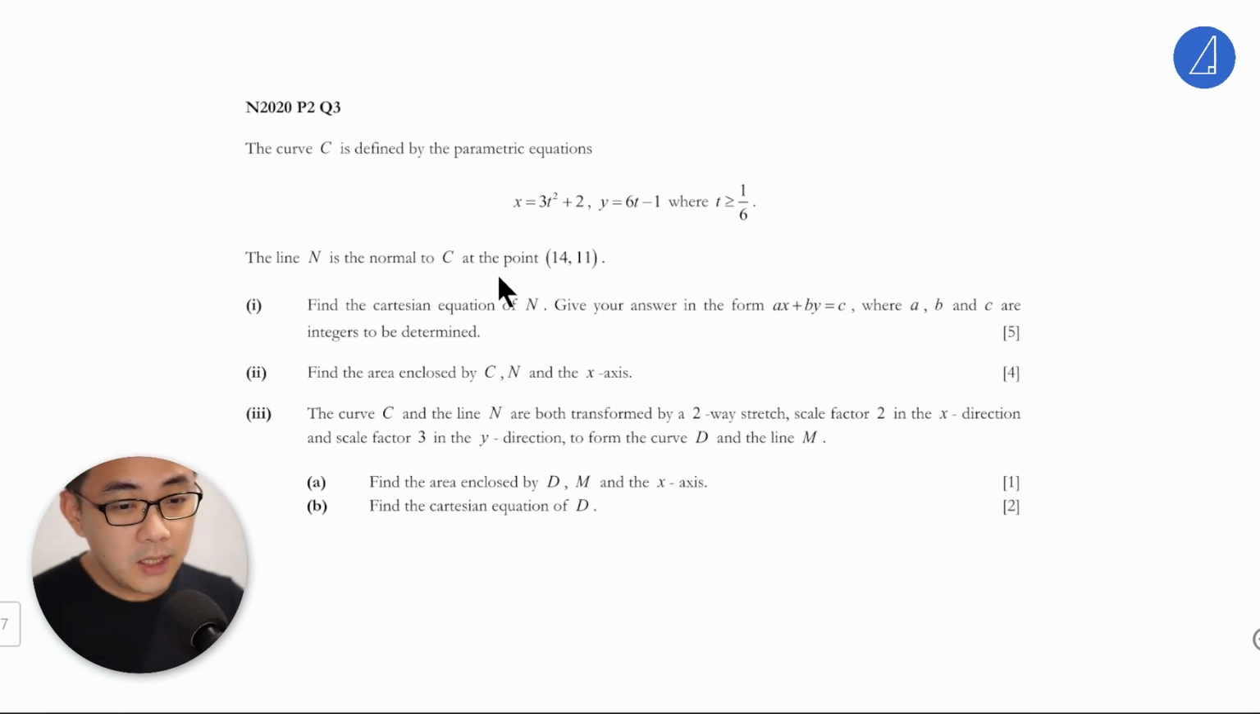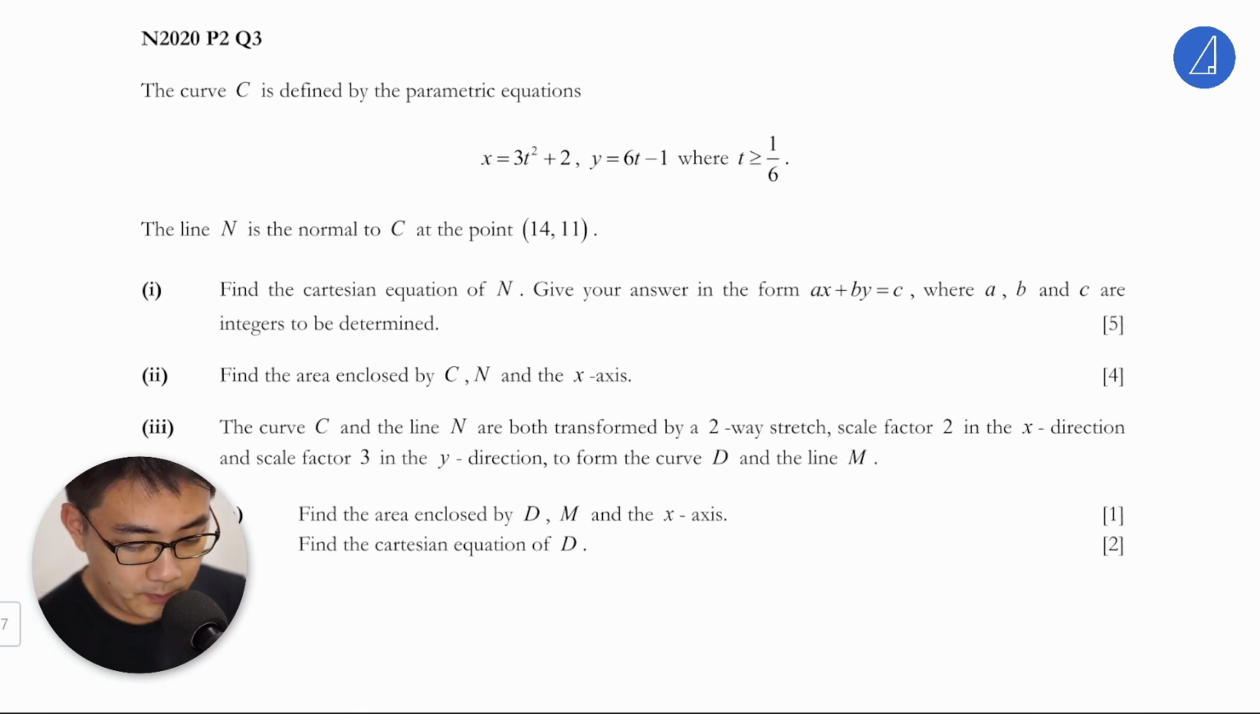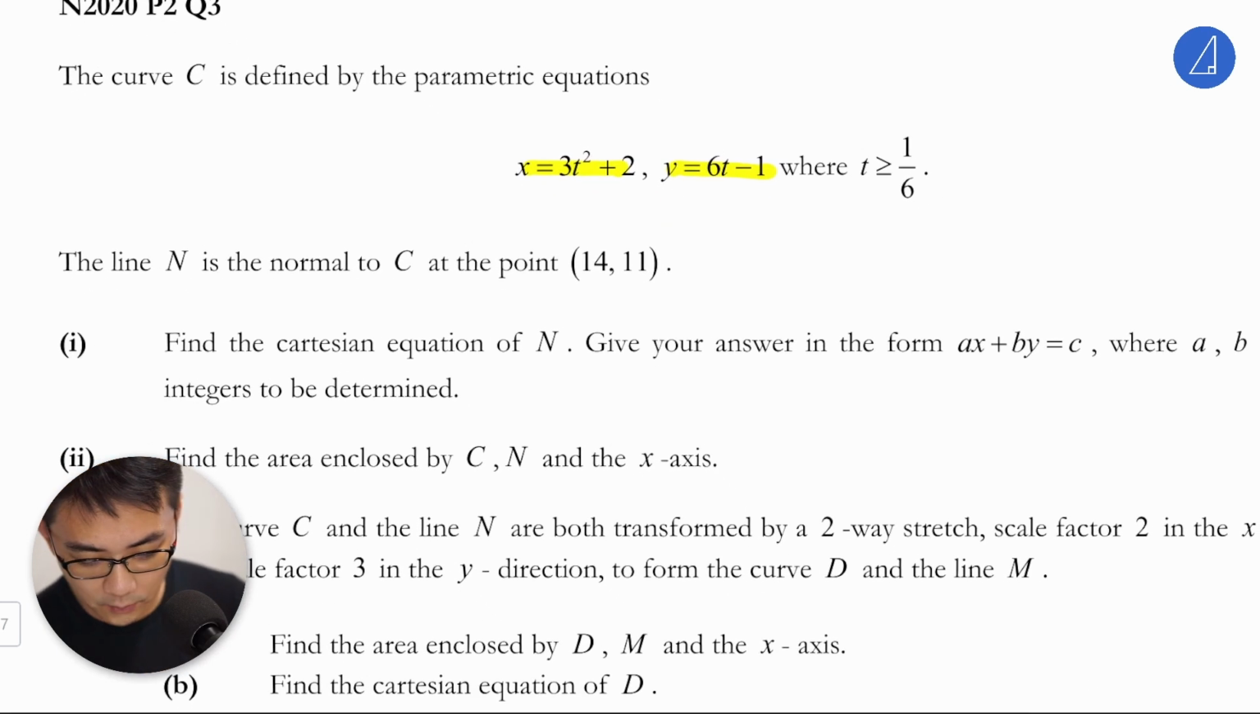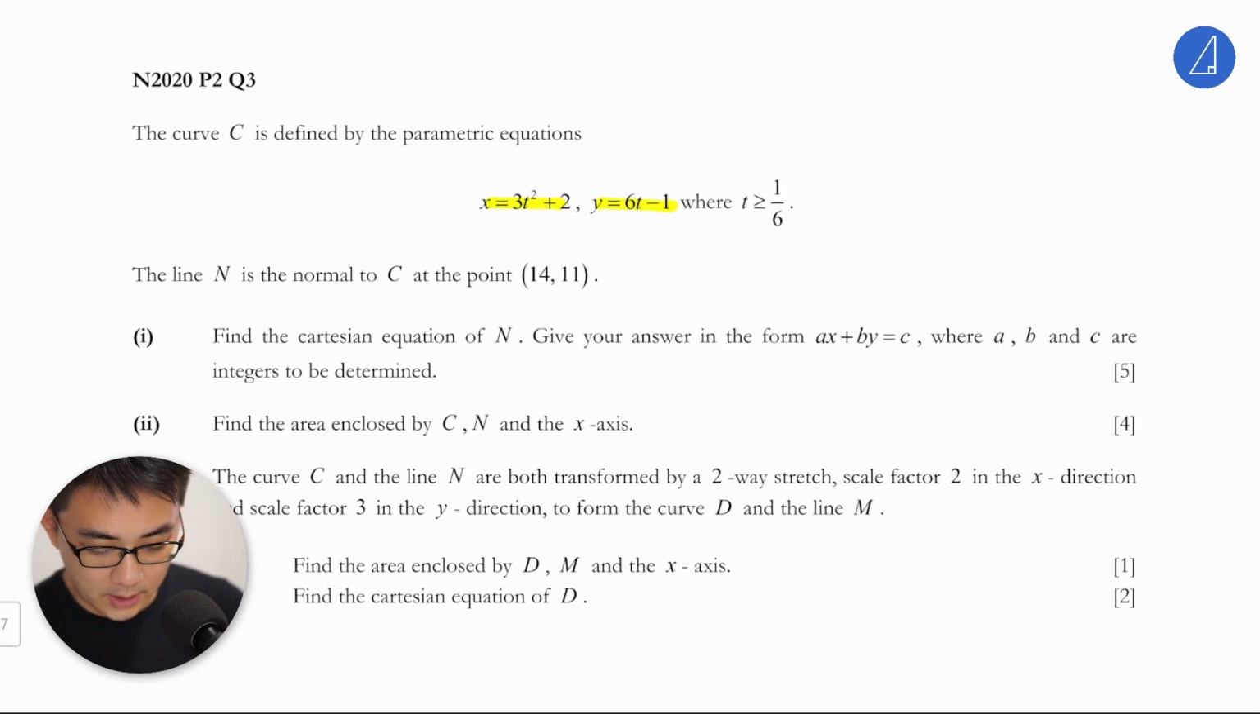Okay, so let's look at this question here, which was taken from the year 2022, paper 2, question 3. This is from the H2 A-level mathematics actual paper, all right? So the curve C is defined by the parametric equations x equals 3t squared plus 2 and y equals 6t minus 1, where t is greater than or equal to negative 1. What we need to do now is find the Cartesian equation of n.